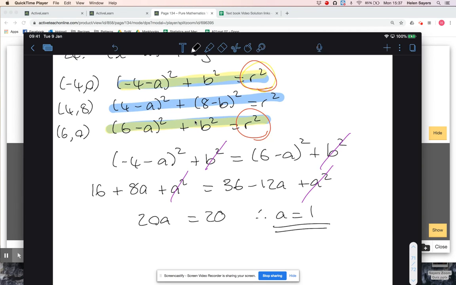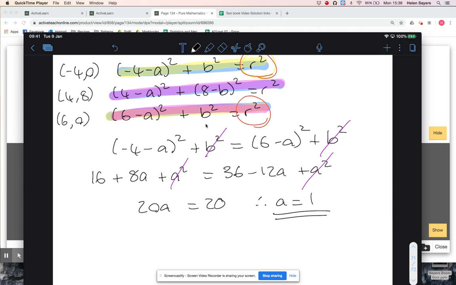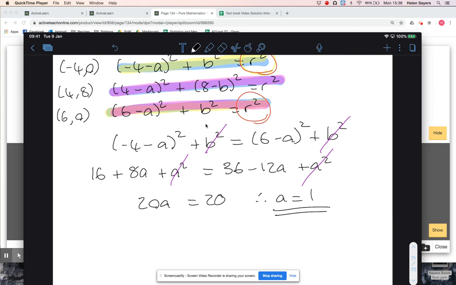I think what I will do, obviously I can't use the two I've highlighted in yellow again because I've already used those. So I know that a is 1. So let's use the second and third. Let's get even more highlighting going on here. So now let's look at those two. Okay, so if a is 1, the second one becomes, let's write it all out.